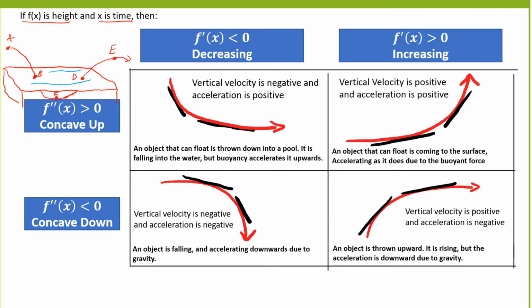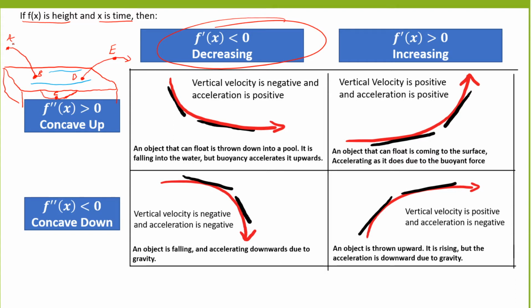The ball's height is decreasing, which means my vertical velocity is negative. So this would be true. From A to C, our height is decreasing. But how it is decreasing is different from A to B than it is from B to C because my concavity is different, our acceleration is different. From A to B, my acceleration is due to gravity. My net acceleration is going down.